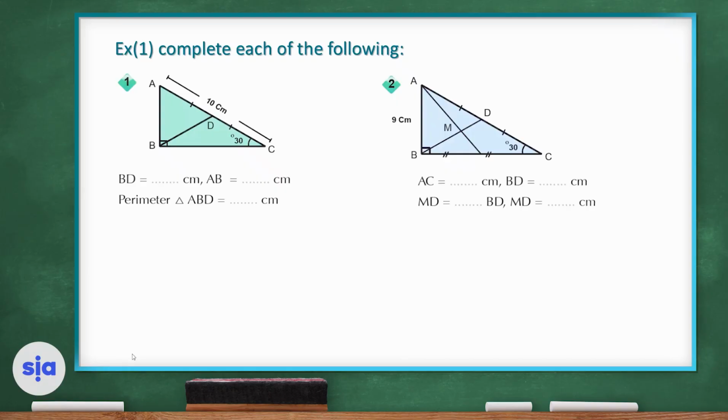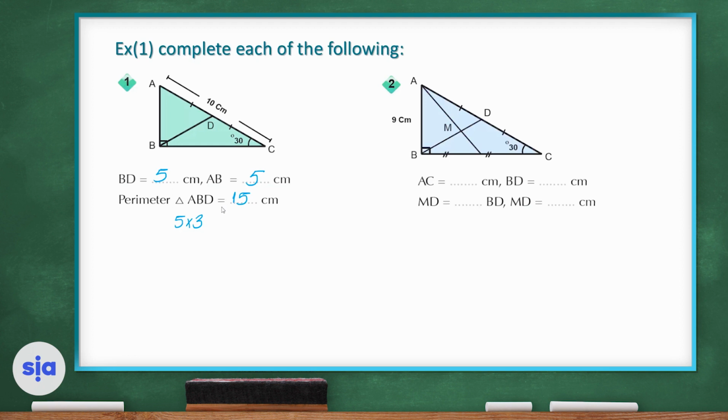Let's now move to exercise number 1. In this question we have two figures and we want to complete each of the following. For question 1, BD is half the AC. So BD is half the 10, which is 5. And AB is also 5 centimeters, where the perimeter of triangle ABD is 5 plus 5 plus 5, or we can say that it's 5 times 3, which is 15 centimeters.